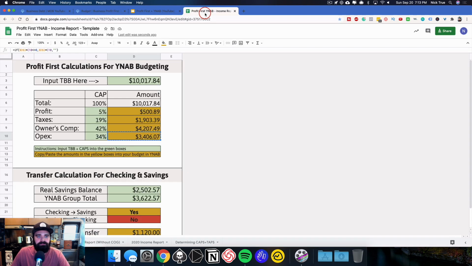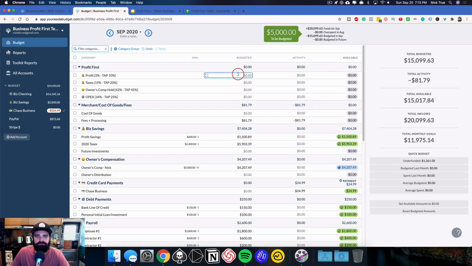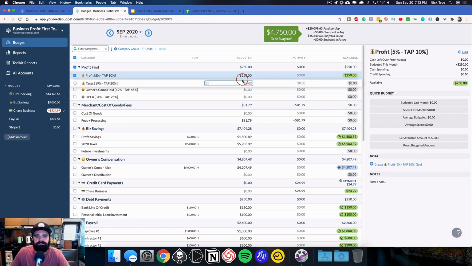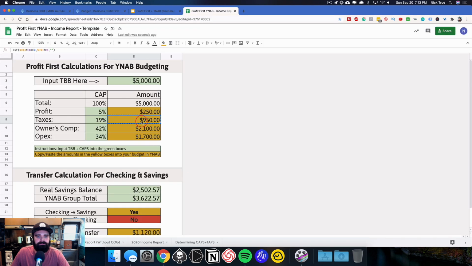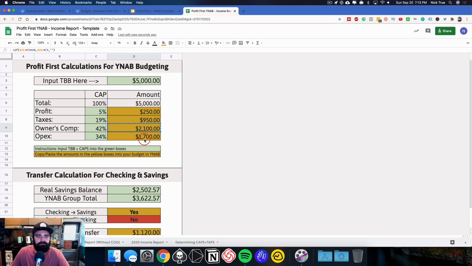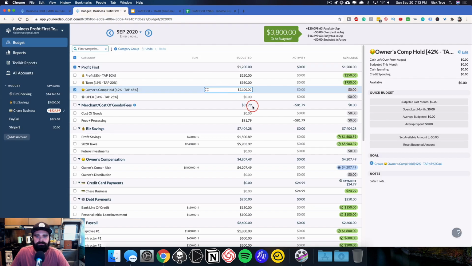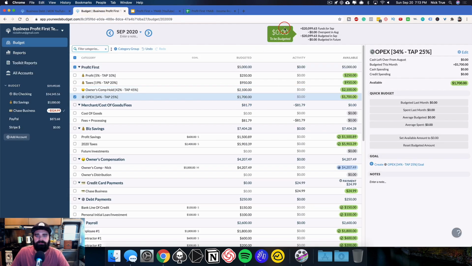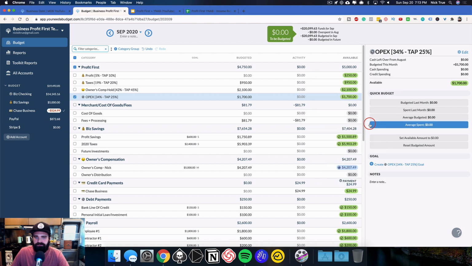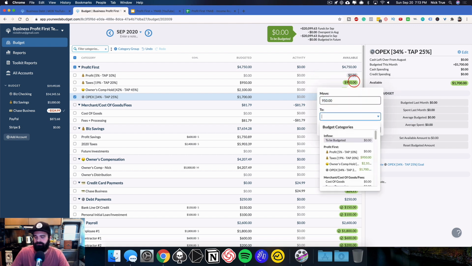Copy this, come over to our spreadsheet, paste it in. Now we have these numbers to put over into our different areas. This is the exact same thing that we did. Let's go here, here, and here. All right, that's down to 0. Next, move this money to where it should actually be going, which is our profit savings. Move this taxes to where it should actually be going.